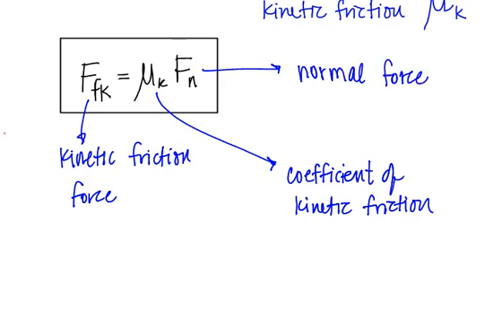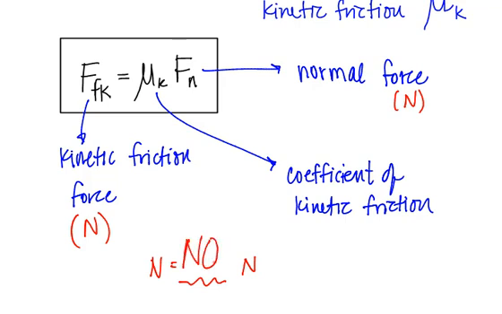And unit-wise, force is a force, of course. So this is a Newton, and this is a Newton. And when you have a Newton is equal to something times a Newton, what's the something? Nothing. No thing. Oh, that's silly. But nothing. No unit. It's just a number. Now, let's talk about that number.